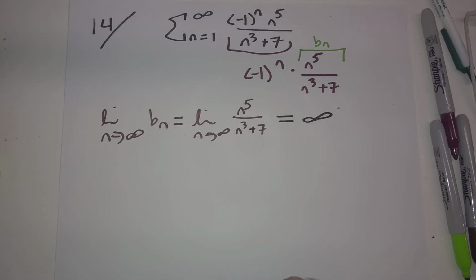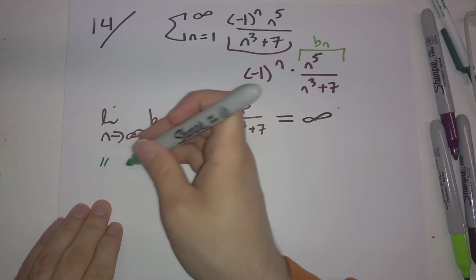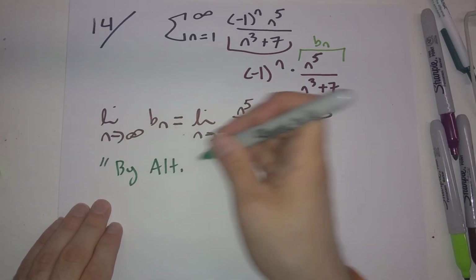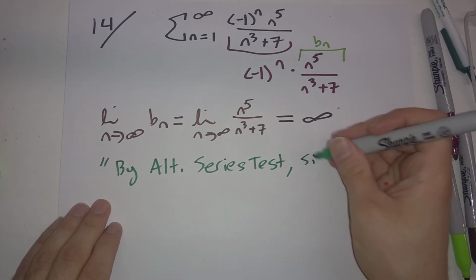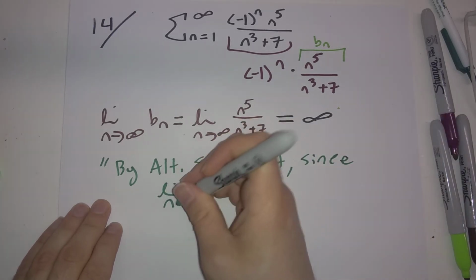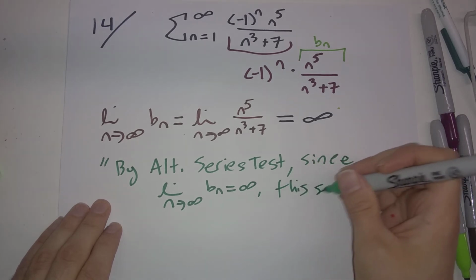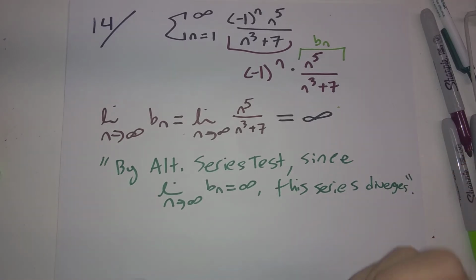So the temptation here, something that lots of people wrote that I saw earlier, is to say: because we don't have 0, because we have infinity, by the alternating series test, since the limit as n goes to infinity of b sub n is equal to infinity, this series diverges. A lot of people gave me this kind of answer on a similar problem. This is actually wrong. You're not allowed to do that.